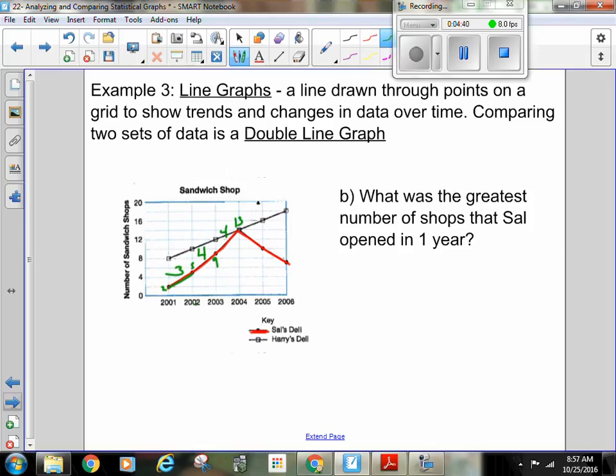Did I count all mine correctly? Oh, this should be 14. There we go. Let's change those. In 2004, he had 14, so this is an increase of 5. So we're looking only at increases, and he increased 3, 4, and 5, so the greatest one was the 5. So 5 shops.